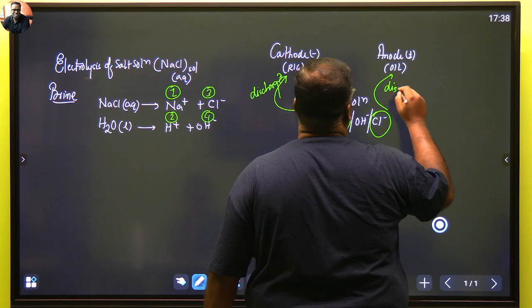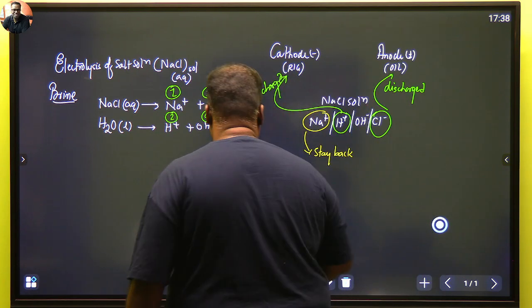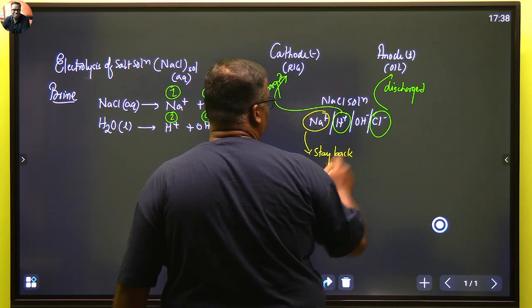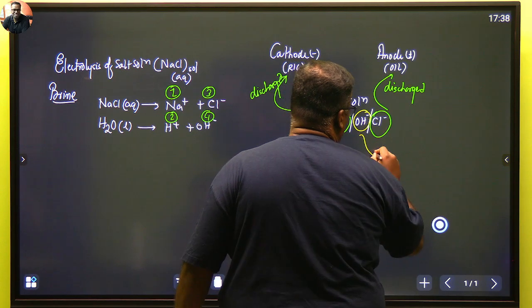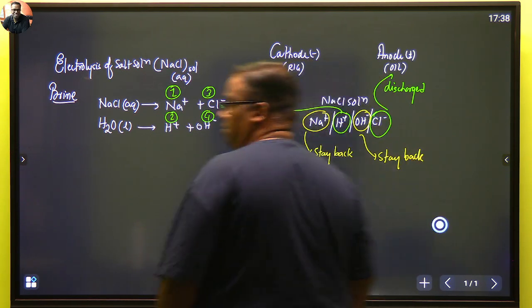This one will be discharged. And our friend hydroxide ion will stay back. Is this much clear?